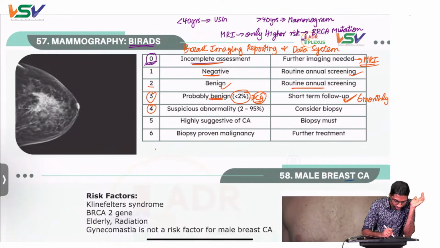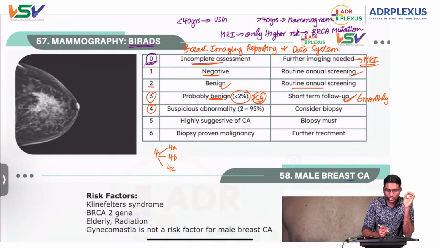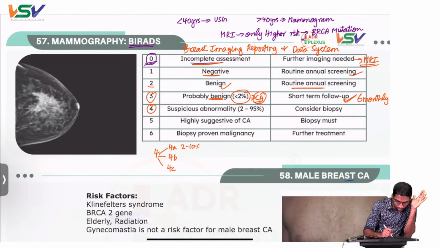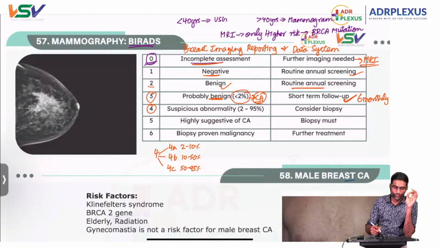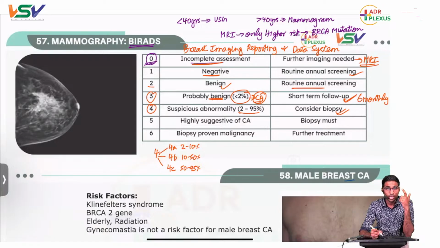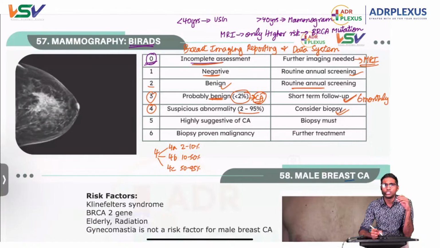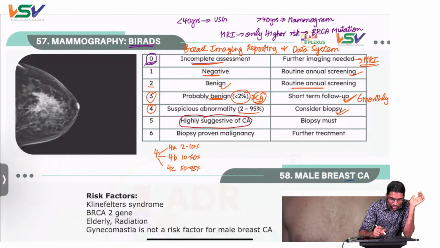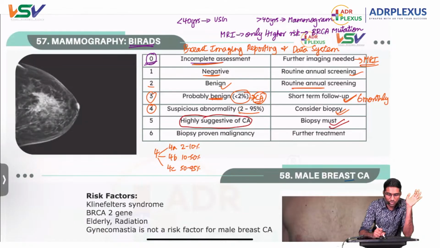Then 4 is divided into 4A, 4B and 4C. Only the percentage is very essential here: 2 to 10, 10 to 50, 50 to 95 percent. Here you should consider biopsy. Consider biopsy, not that biopsy is a must. Based on the patient symptoms and size, you consider biopsy. Then 5 is highly suggestive of malignancy. Biopsy is 100% a must.